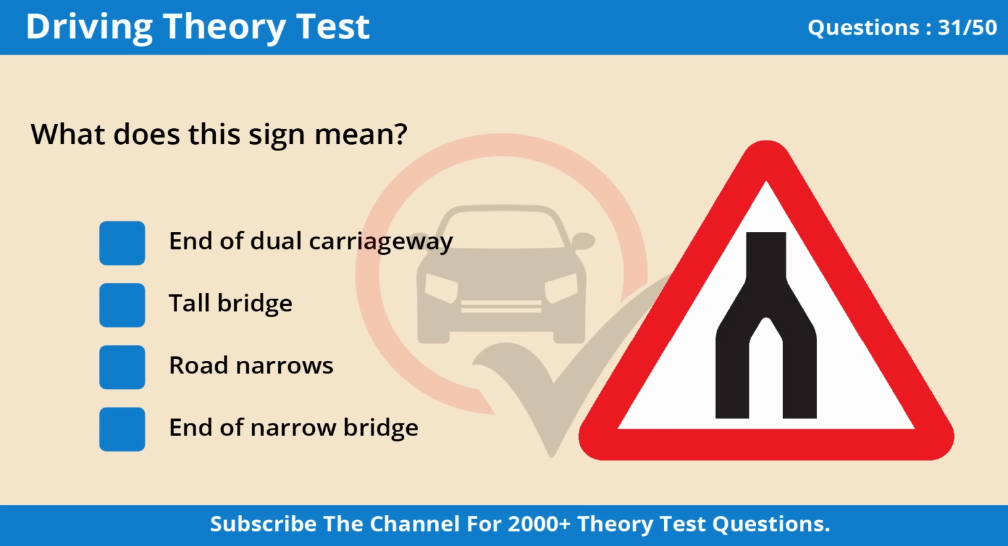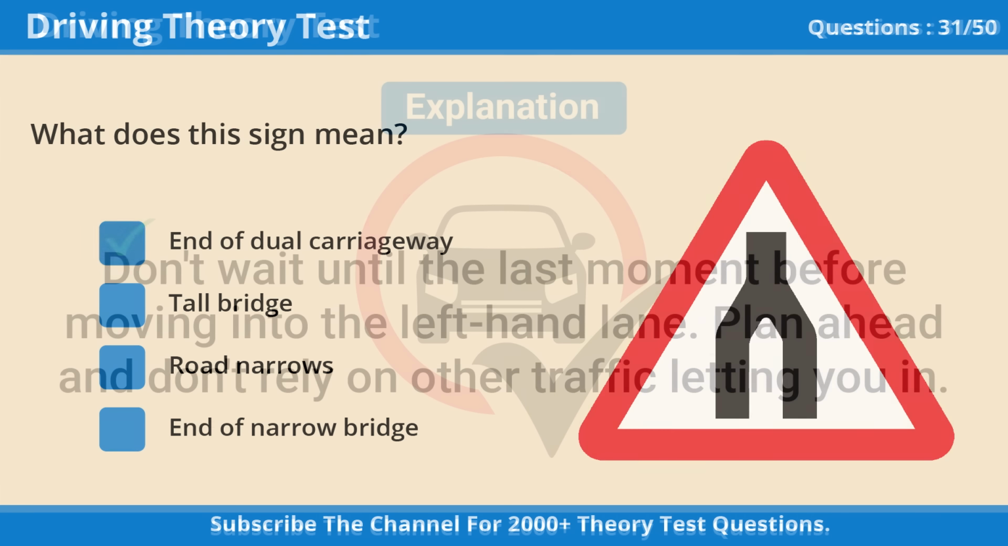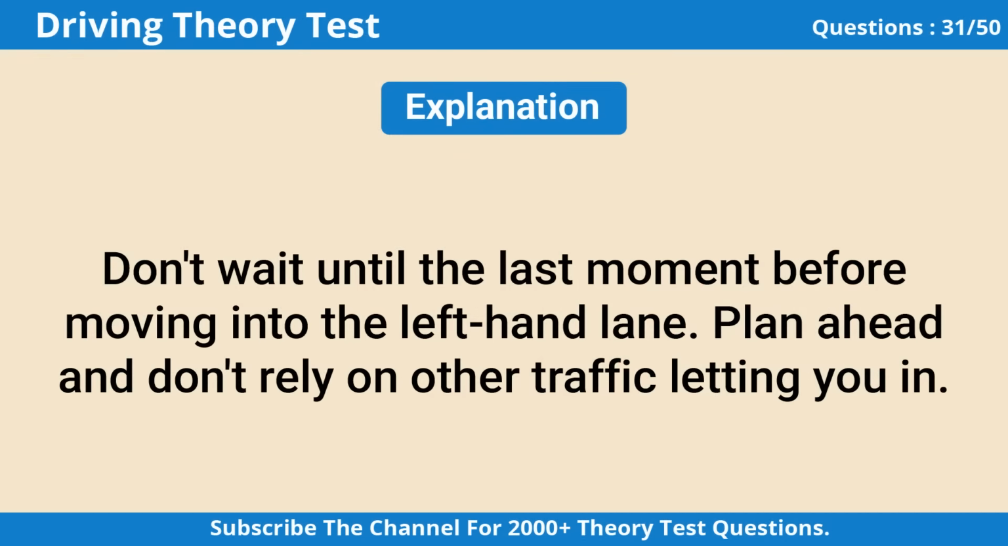Question 31. What does this sign mean? A. End of dual carriageway. B. Tall bridge. C. Road narrows. D. End of narrow bridge. A. End of dual carriageway. Don't wait until the last moment before moving into the left-hand lane. Plan ahead and don't rely on other traffic letting you in.